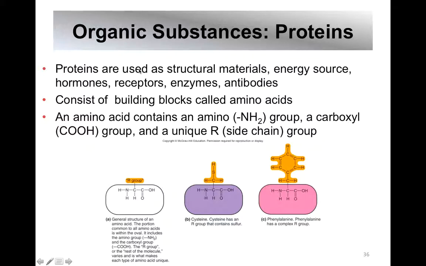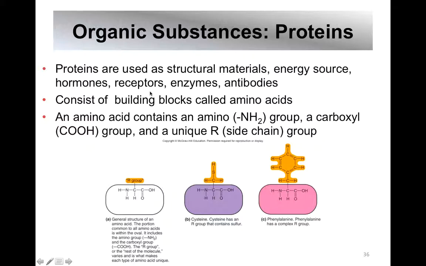Okay, on to the third organic molecule, proteins. Proteins are used to make structures like our muscles, also enzymes. They're also an energy source for us.